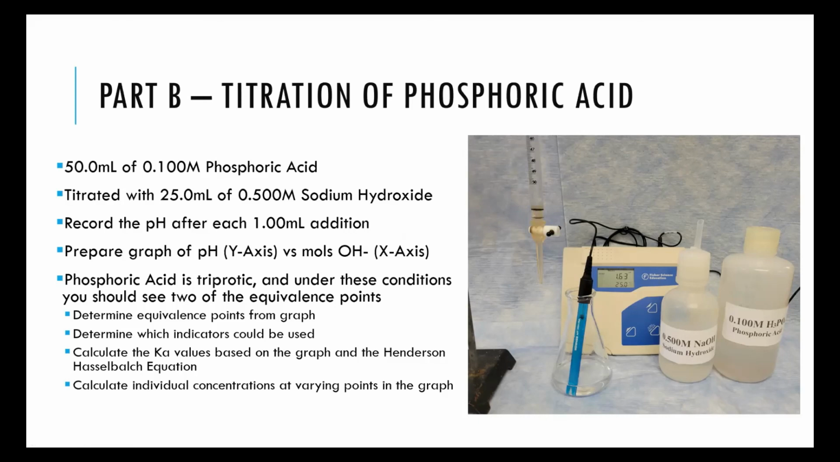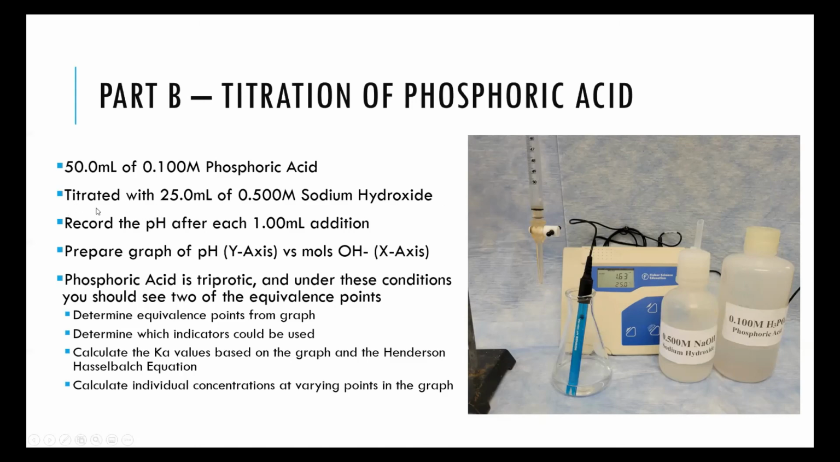You're performing two different titrations in the experiment, and there are two different concentrations of sodium hydroxide present in the room. The large container is for part A, and the separate smaller bottles, the individual bottles, are for part B.